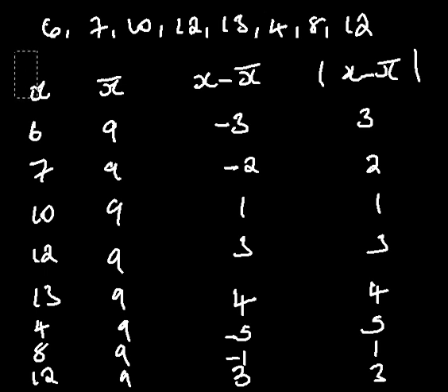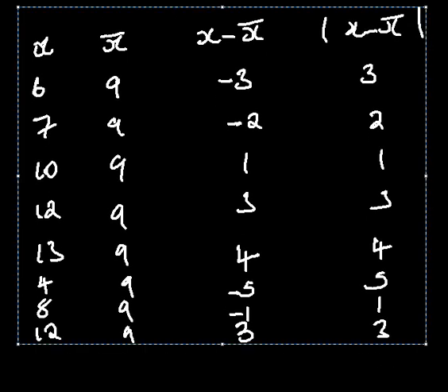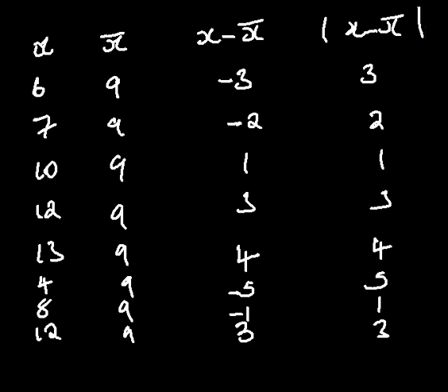Then from there we should have the summation of this column. So that is 3 plus 2, that is 5, and plus 1, that is 6, and plus 3, that is 9, and plus 4, that is 13, and 13 plus 5, that is 18, and 18 plus 1, that is 19, and 19 plus 3 is 22. So we have it as 22.